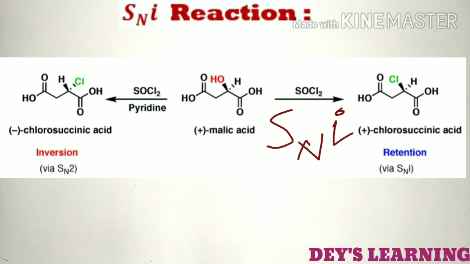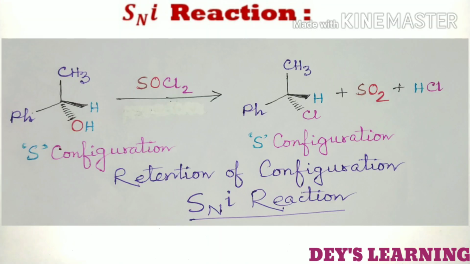Let us take some examples of SNi reaction. We have already discussed two examples. In this example, we have taken 1-phenyl ethanol. In this molecule, the configuration of the chiral center is S, and on treatment of this molecule by thionyl chloride, we get the chloro derivative of this compound, and of course the configuration of the chiral center remains S. So this is actually retention of configuration. So this is an example of SNi reaction.